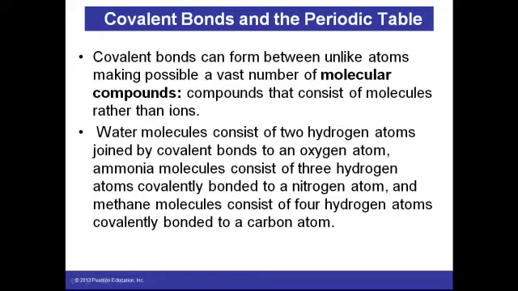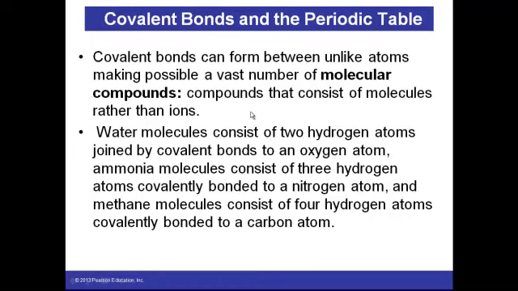So just like we could relate our ionic bonding patterns to the periodic table, we can do the same thing for the covalent bonds. Covalent bonds can form also between unlike atoms. We saw diatomic molecules last time, but now we can expand our repertoire of molecular compounds, or compounds that consist of molecules rather than ions.